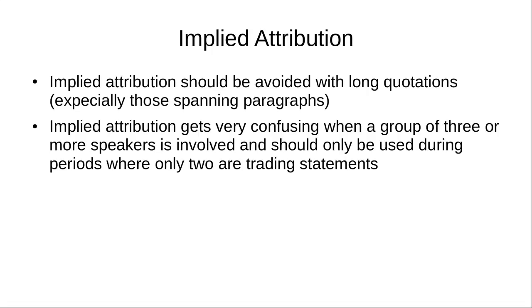Implied attribution also gets very confusing when you have more than two characters involved in the conversation. In that case, the only time you can really get away with it is when two of the group are having a back and forth. And again, you should keep that to a minimum in a multi-party conversation. The only time you can get away with it is when there is a fixed order for the speakers, and you have to make that clear in the text. But even then, it's probably not ideal to use it in this case.